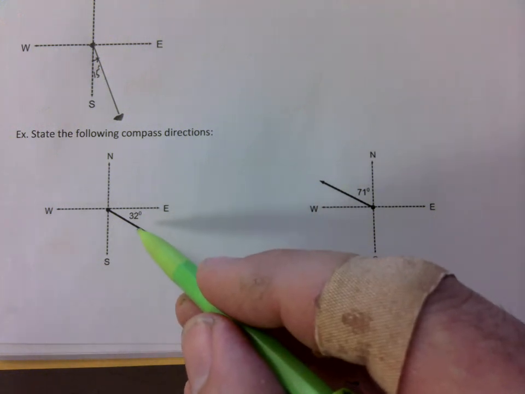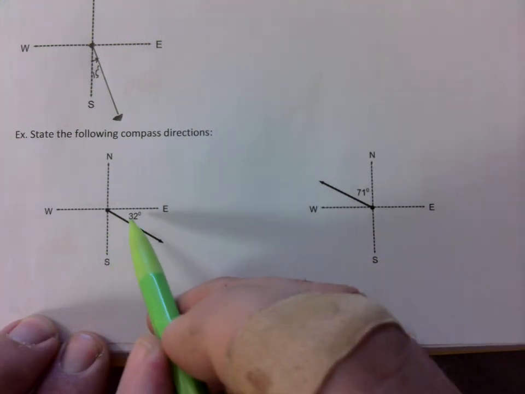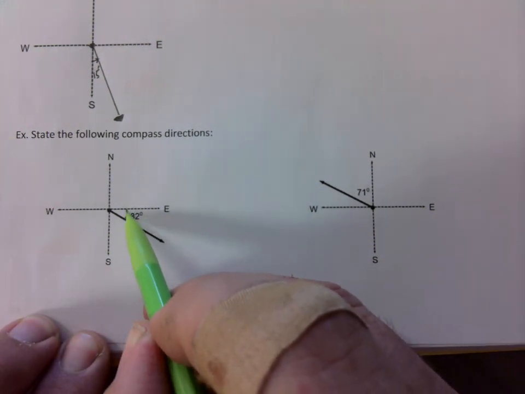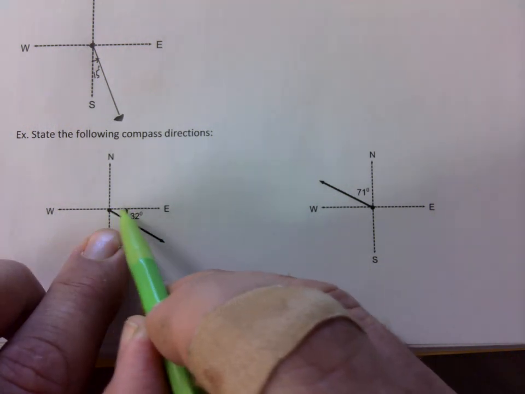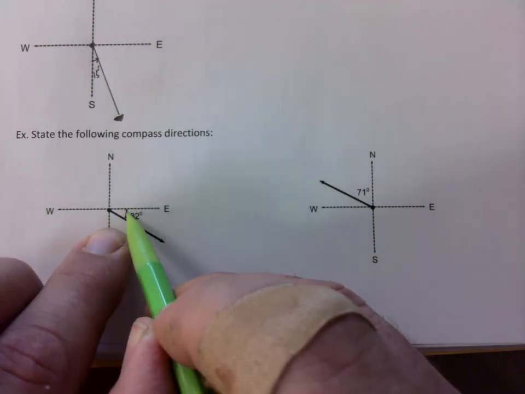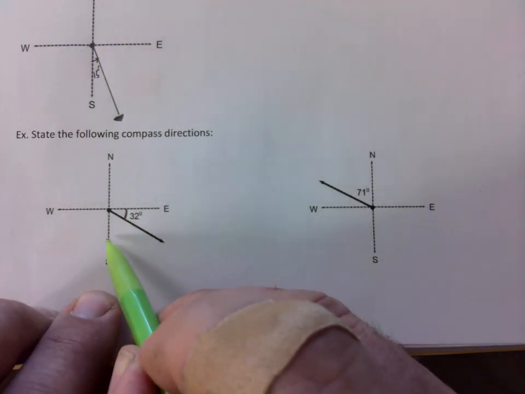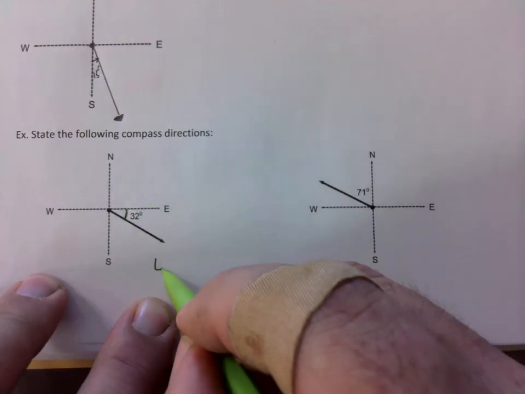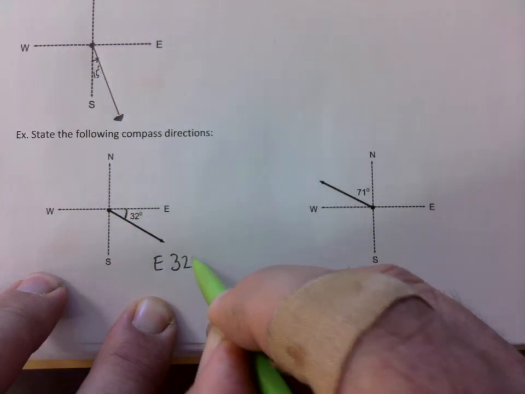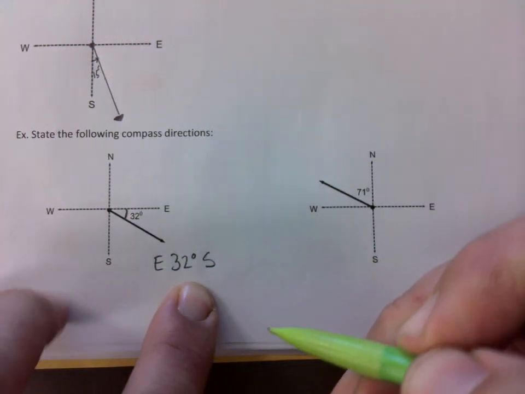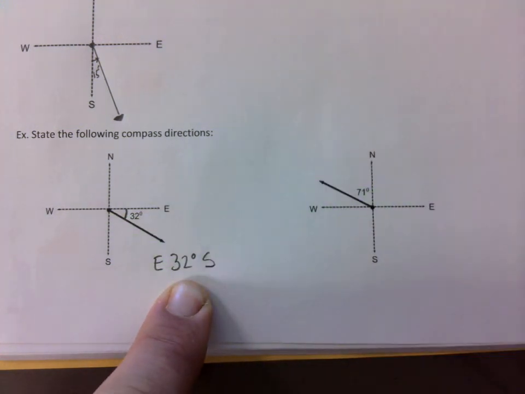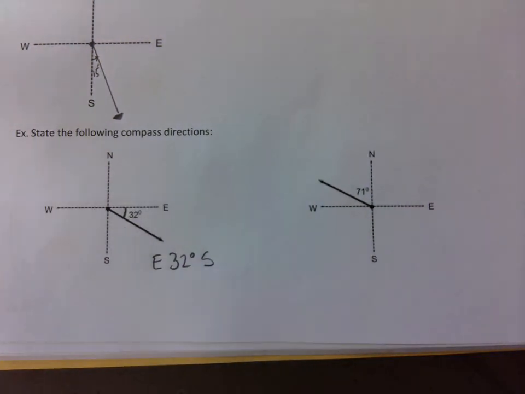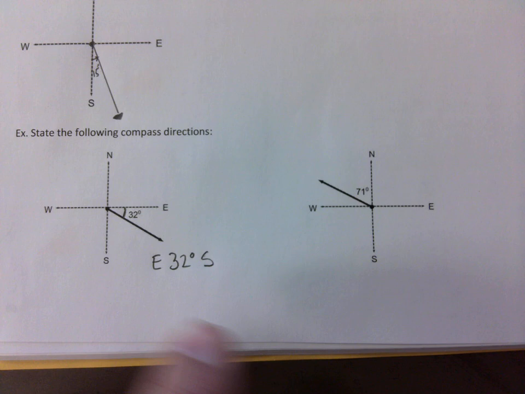East 32 degrees south. Would you agree with that? Because you kind of make the angle, it's touching the east, right? And it kind of goes towards the south. So this one would be east 32 degrees towards the south. That's the direction that this item, object, person is traveling.